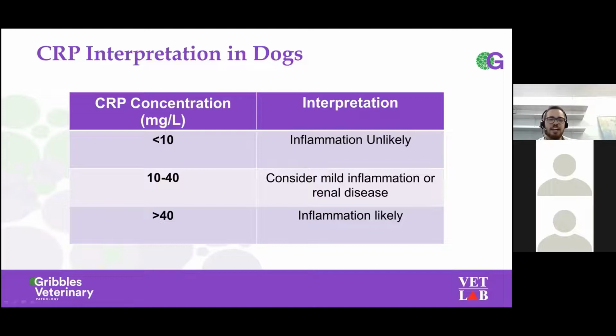And then the other thing to mention is just be careful interpreting the numbers too literally. A dog with a CRP of 200 doesn't necessarily have twice as much inflammation as another dog with a CRP of 100. The value is more for broadly categorizing if inflammation is present or not. And you can broadly categorize how severe it is, but looking at trends in your individual patients, that's where differences in the numbers can be useful.